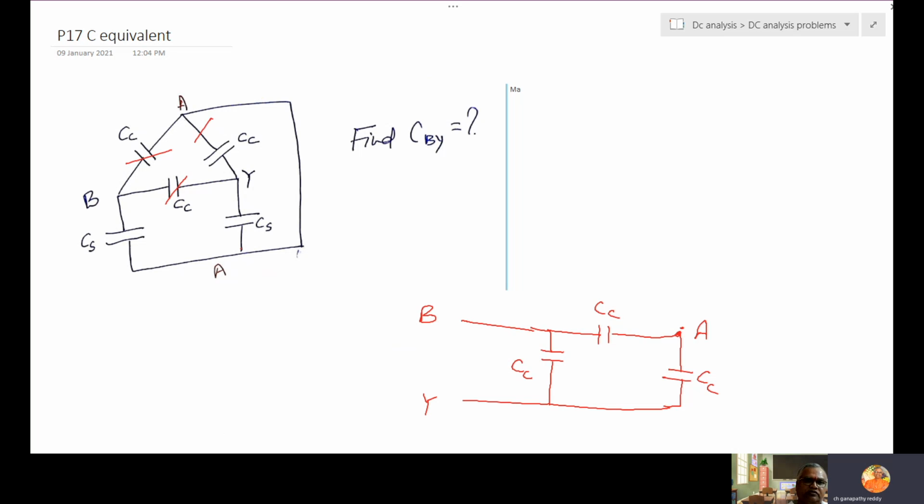Between A and Y, there is another. If this is A, this is also A. Between A and Y, CS. Between B and A, CS.